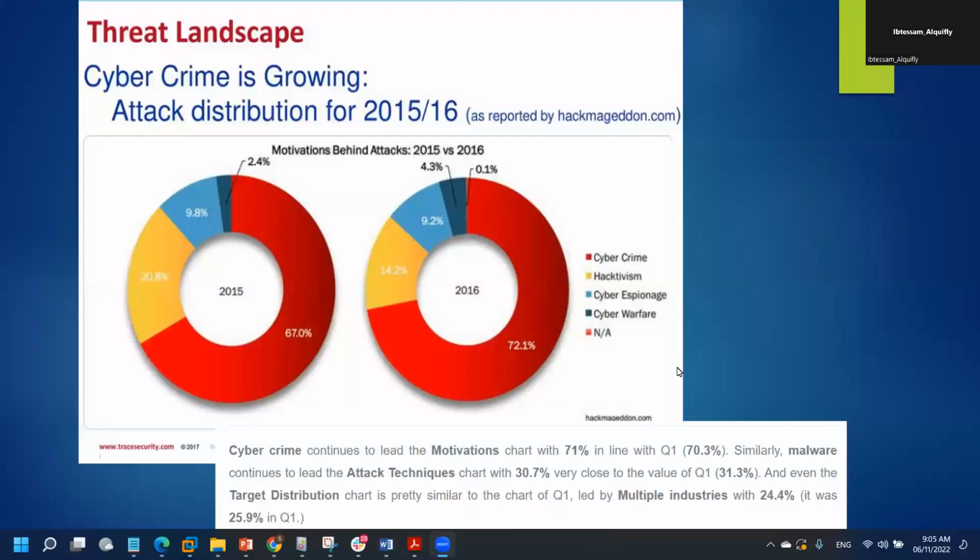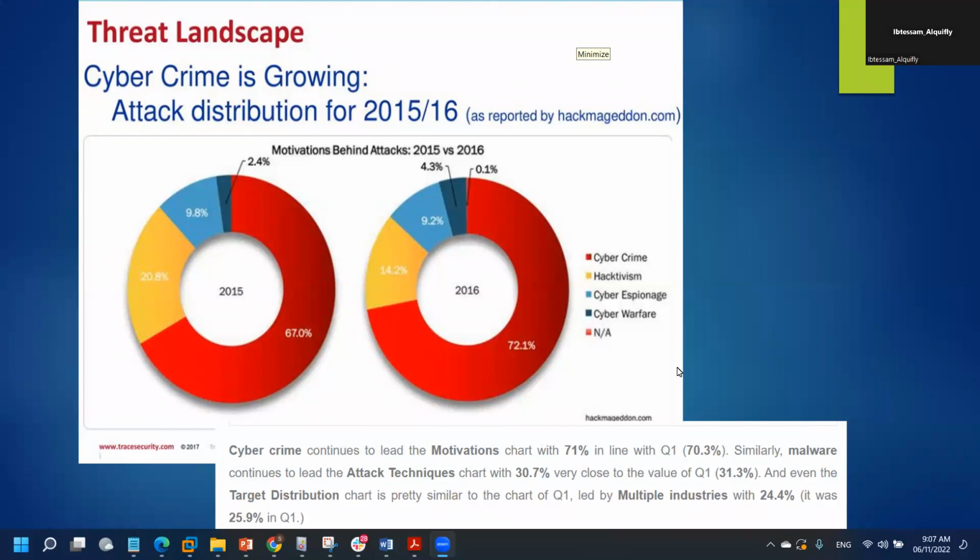It is increasing. It used to be 2.4. Now it's almost double. And in cyber warfare, we've seen nations really attacking other nations. We have seen Uruguay, and we have seen also Iran this year. We have seen Aramco last year. So there are a lot of attacks happening between nations right now.